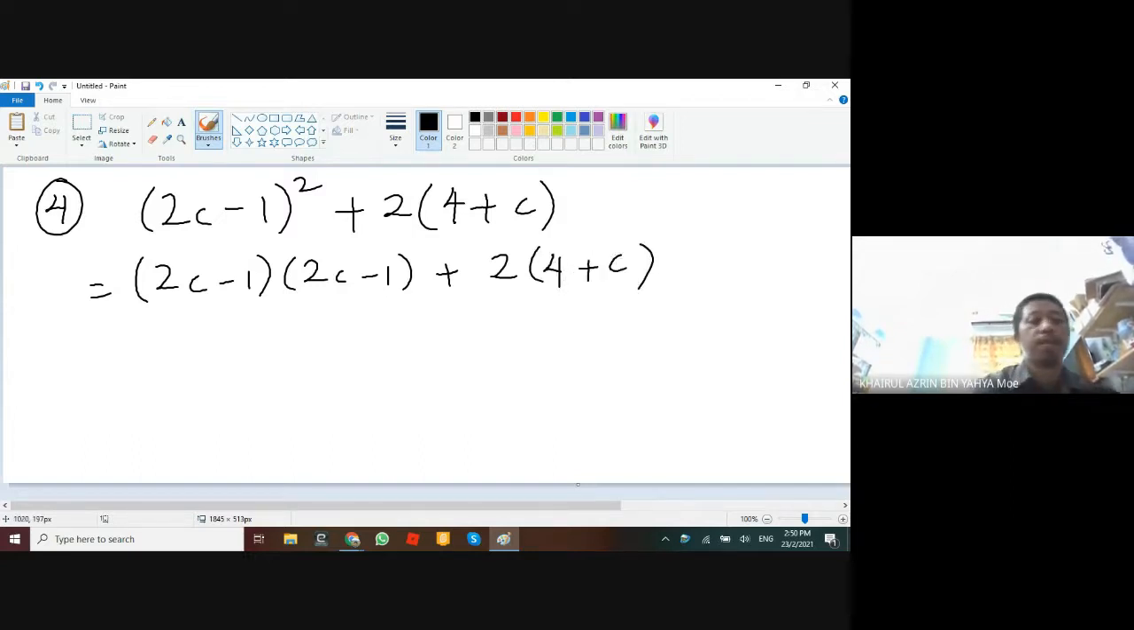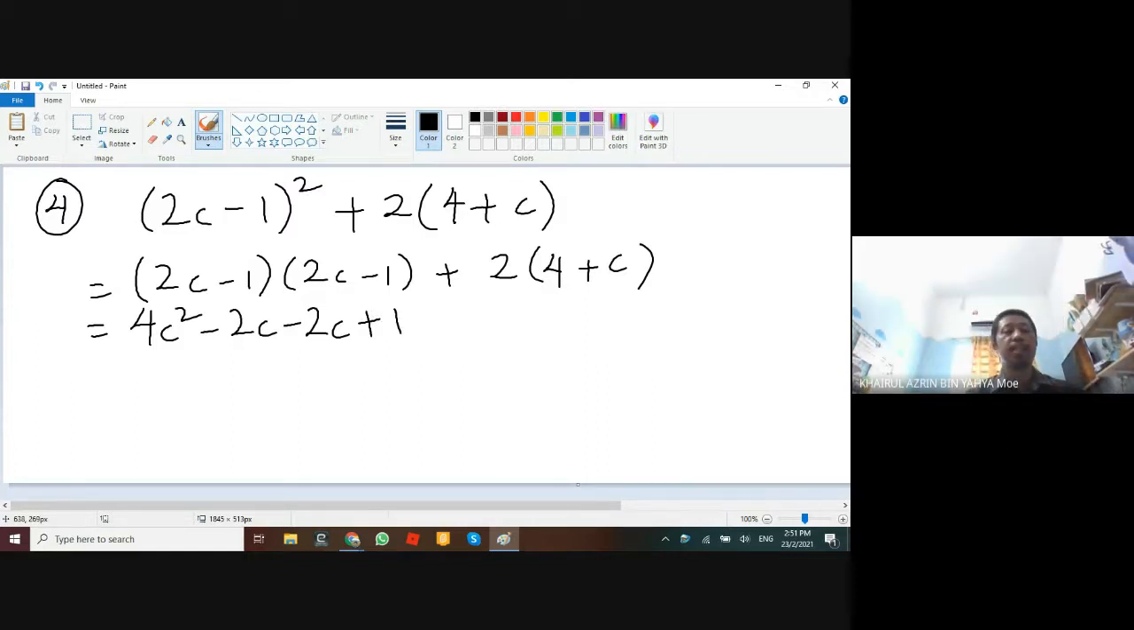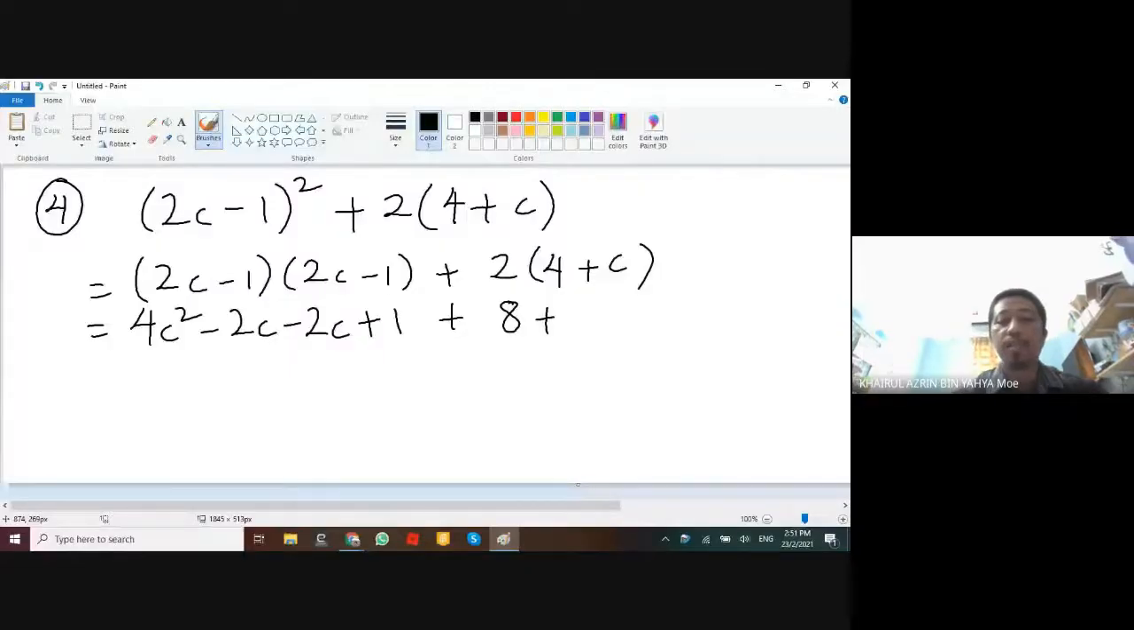So 2c times 2c is 4c square. 2 times 2 is 4, c times c is c square. 2c times 1 is 2c. Negative 1 times 2c is negative 2c again. Negative 1 times negative 1 is positive 1. Plus 2 times 4 is 8, plus 2 times c is 2c.